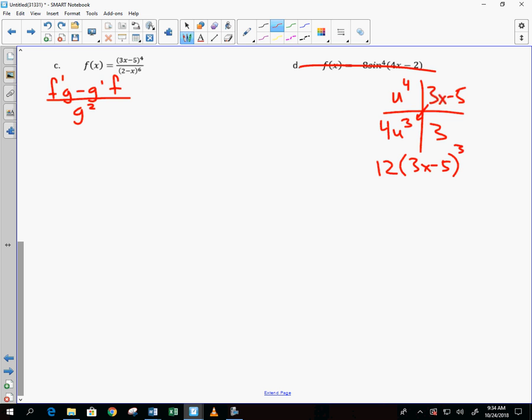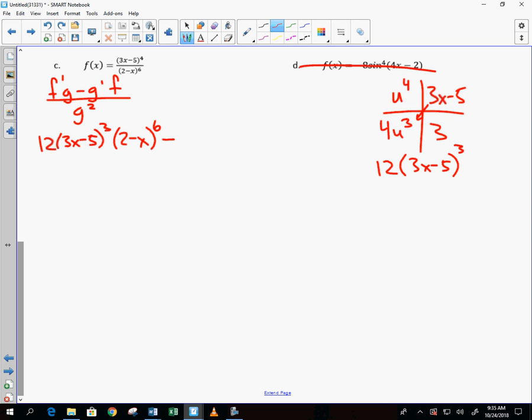Okay, cool. All right, so we just did the f prime, right? All right, so we got that one part done. Good job. 12 times 3x minus 5 raised to the third power. Oh, I could just write g down, can't I? Well, that's nice. 2 minus x raised to the 6th power. Sweet.